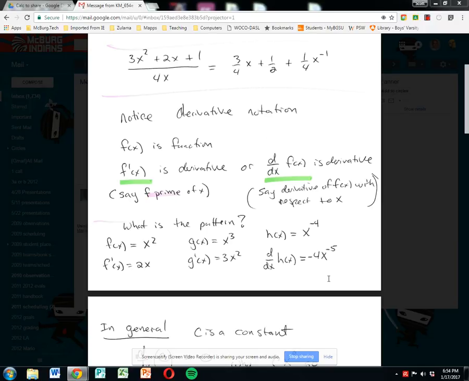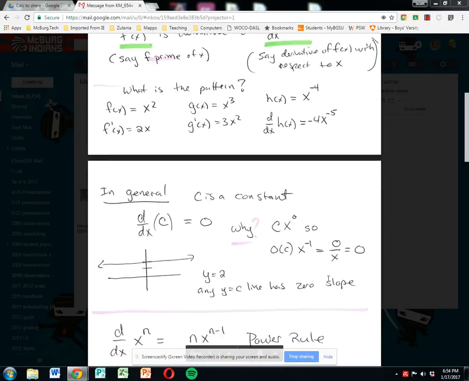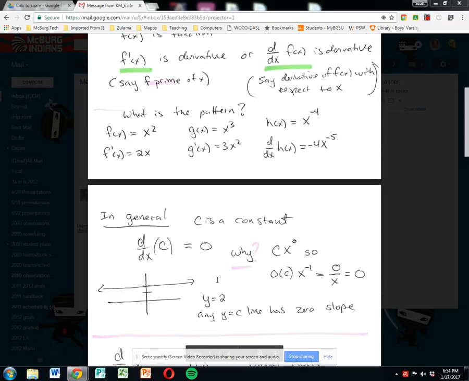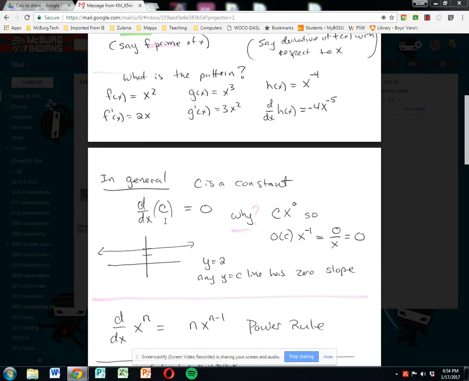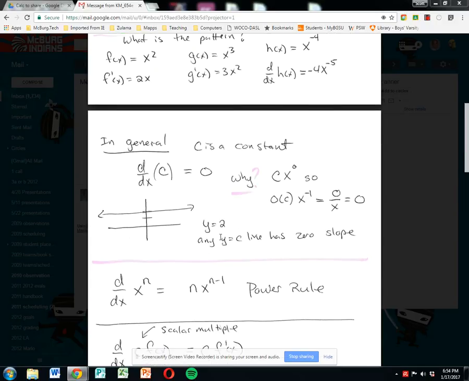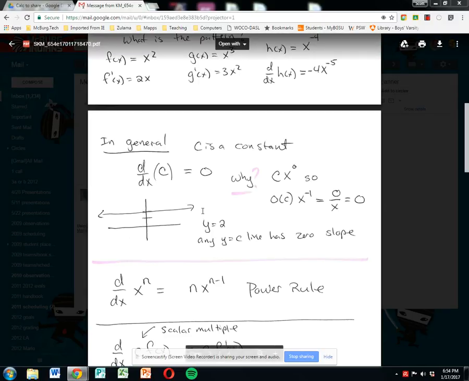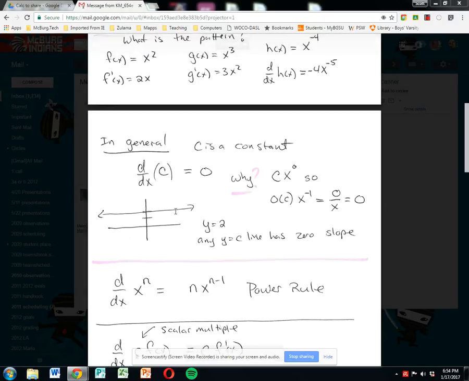All right, so hopefully you paused, and let's check out the general piece of it here. In general, the derivative of any constant, the derivative of the number 5, the derivative of the number 7, the derivative of the number 216 is always 0. A couple reasons why. f of x is equal to 2 is the same thing as saying y is equal to 2, and any y equals line is a horizontal line. Therefore, the derivative, which means the slope of the original function, the slope of any horizontal line is 0.